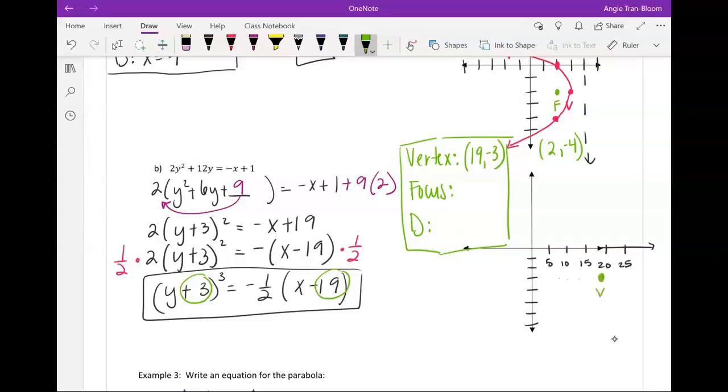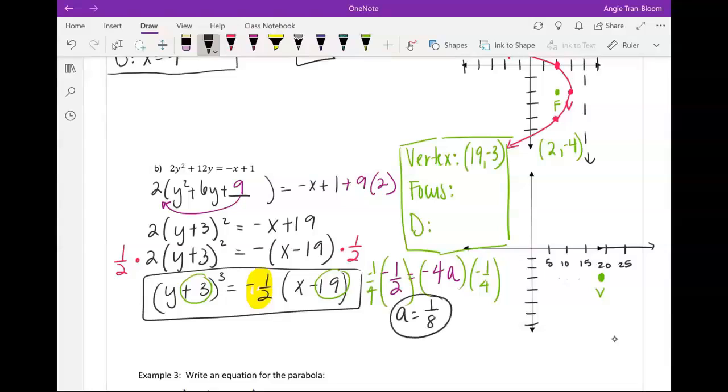Next, I need to find an a value for us to even find the focus and the directrix. Are you ready? A value. Well, we know that it opens to the left because of the negative 1/2. See this right here? We are going to take negative 1/2. We're going to set it equal to negative 4a. To get rid of negative 4, we will multiply this by negative 1/4. So a will come out to be, ooh, super tiny, isn't it? A is 1/8. Oh my.